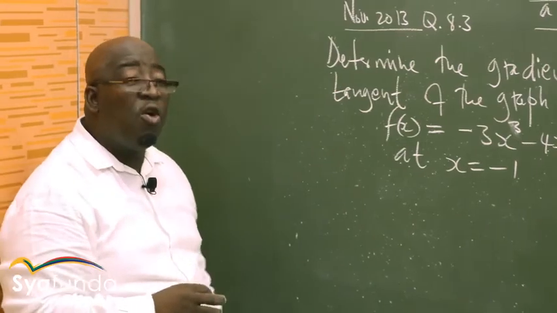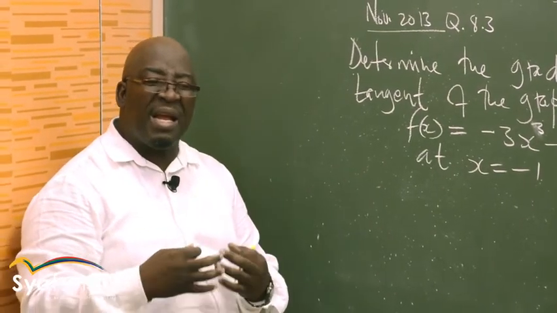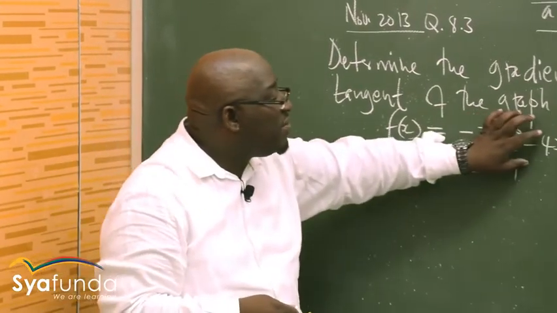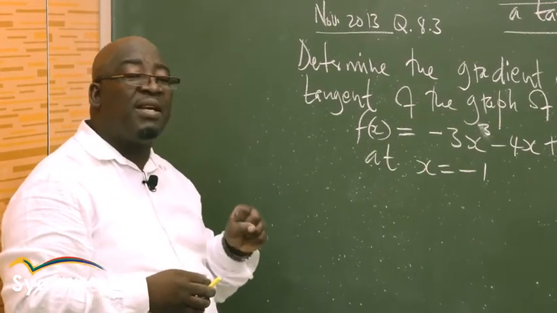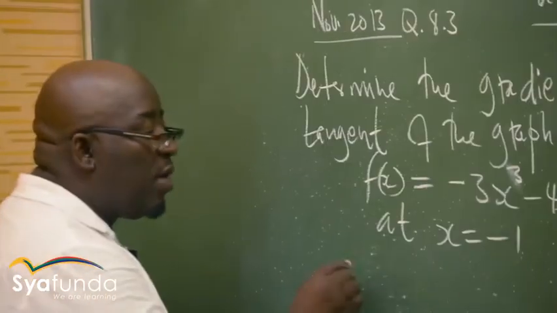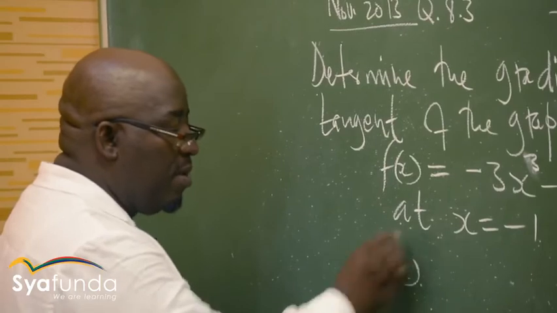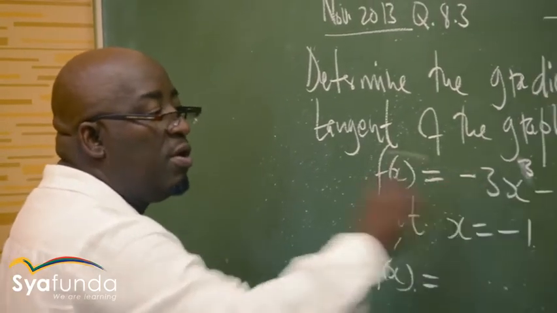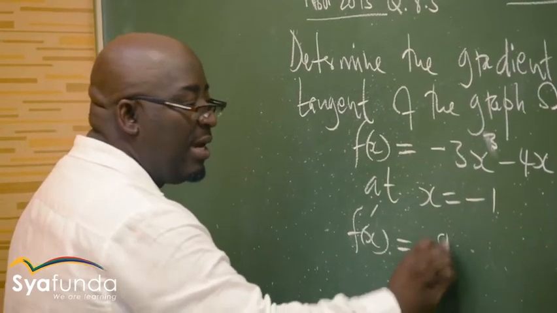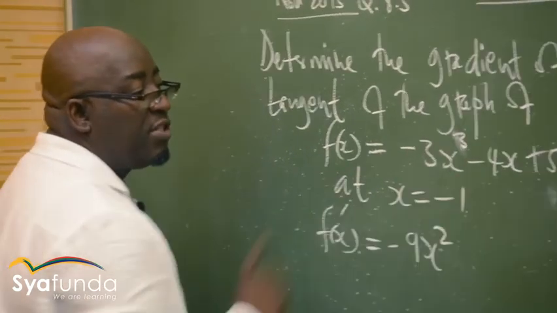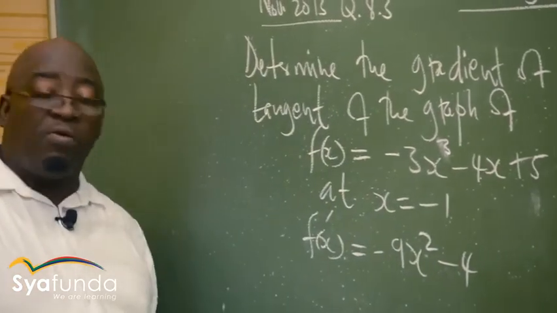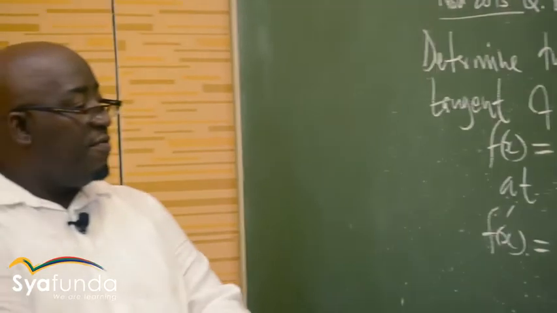Now let's do that. If we want a gradient, what must we do? We must differentiate. In other words, the derivative of this function will be the same as the gradient at this particular point. Let's find f prime of x. f prime of x is equals to, you multiply that, it's minus 3 times 3, which is going to be minus 9x squared. Differentiate that, it's going to be minus 4. Differentiate that, it will be 0. So that's what we have.